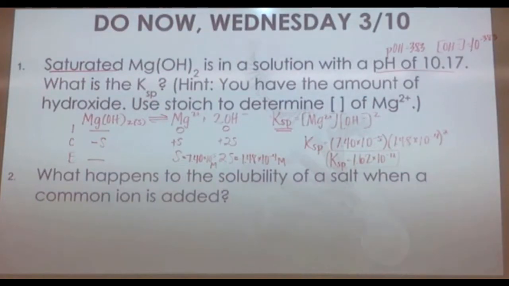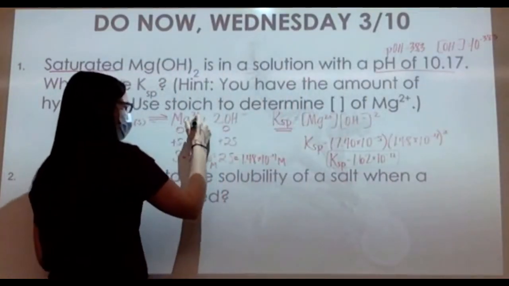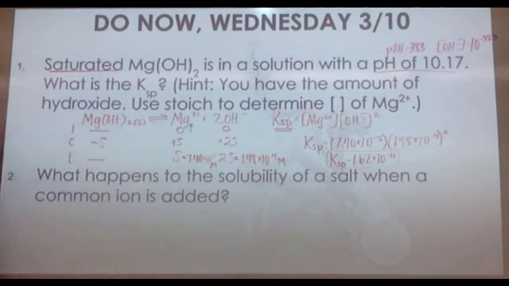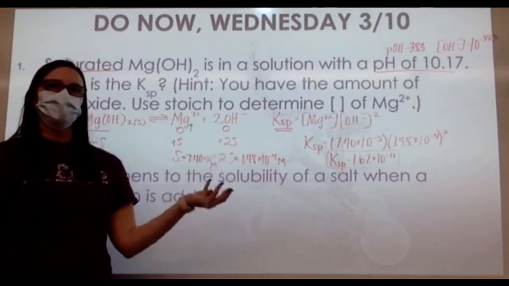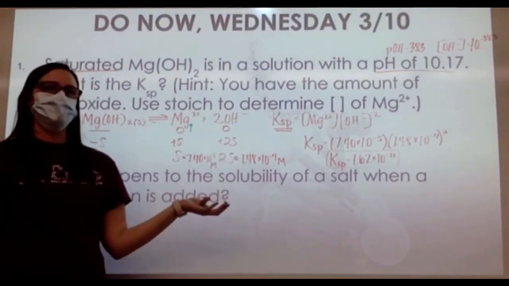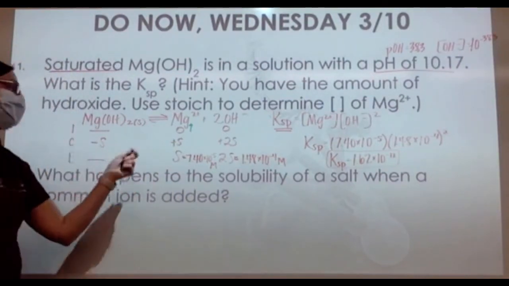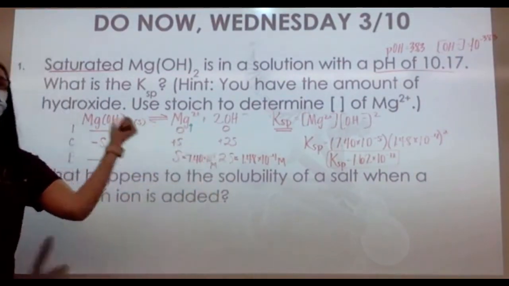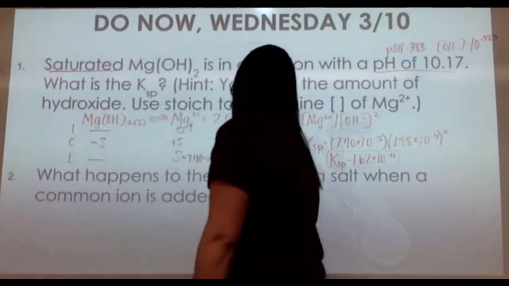And then number 2, what happens to the solubility of a salt when a common ion is added? So if we add, let's just use up here as an example. If I add Mg2+, so this is at equilibrium, I add Mg2+, what's going to happen? It's going to shift left. Because if we have too many ions, it's going to shift back to the reactants. So that means it's going to shift back to make more solid.